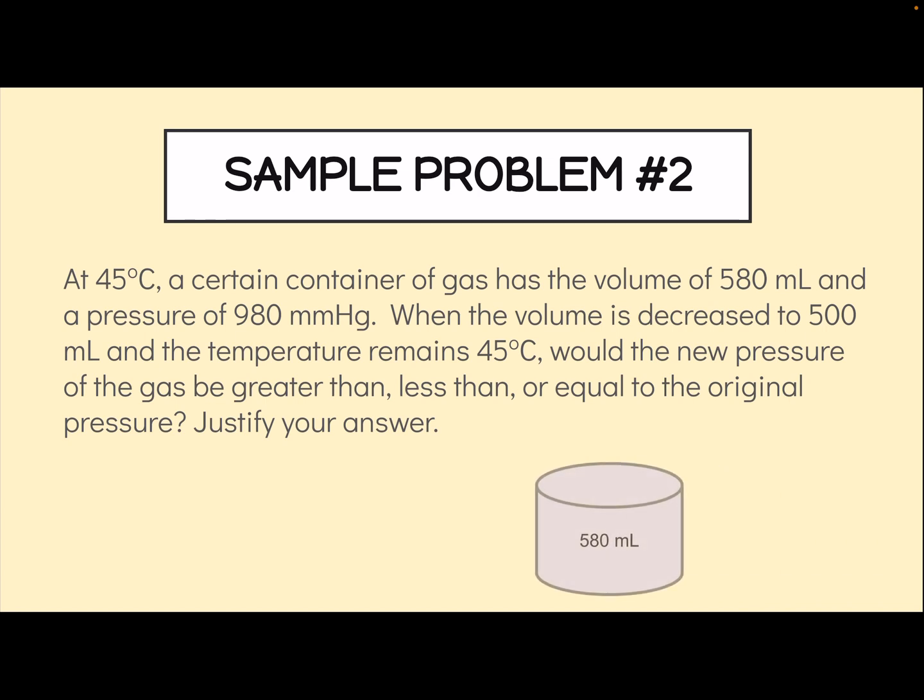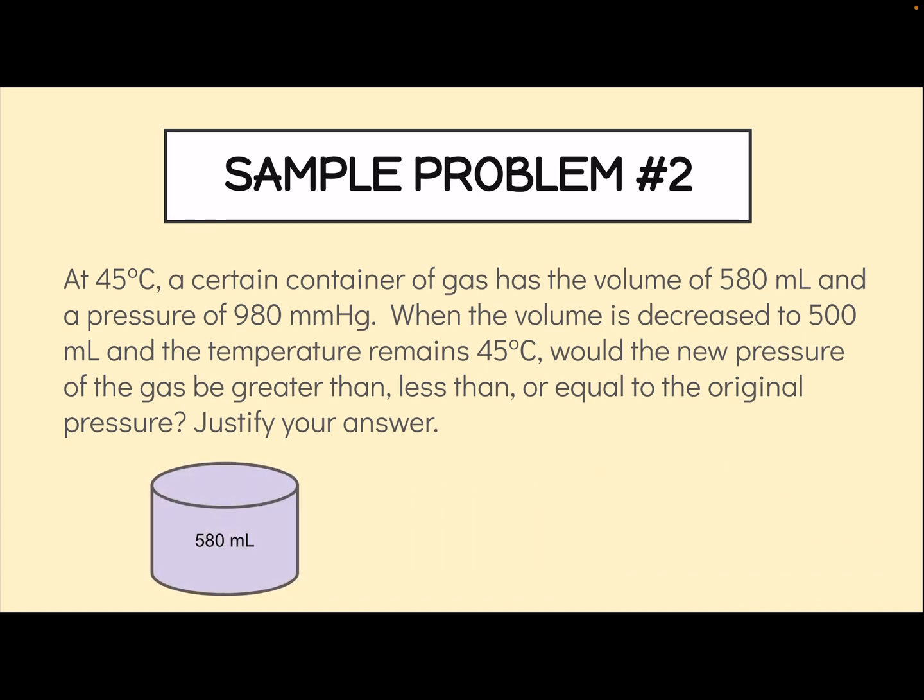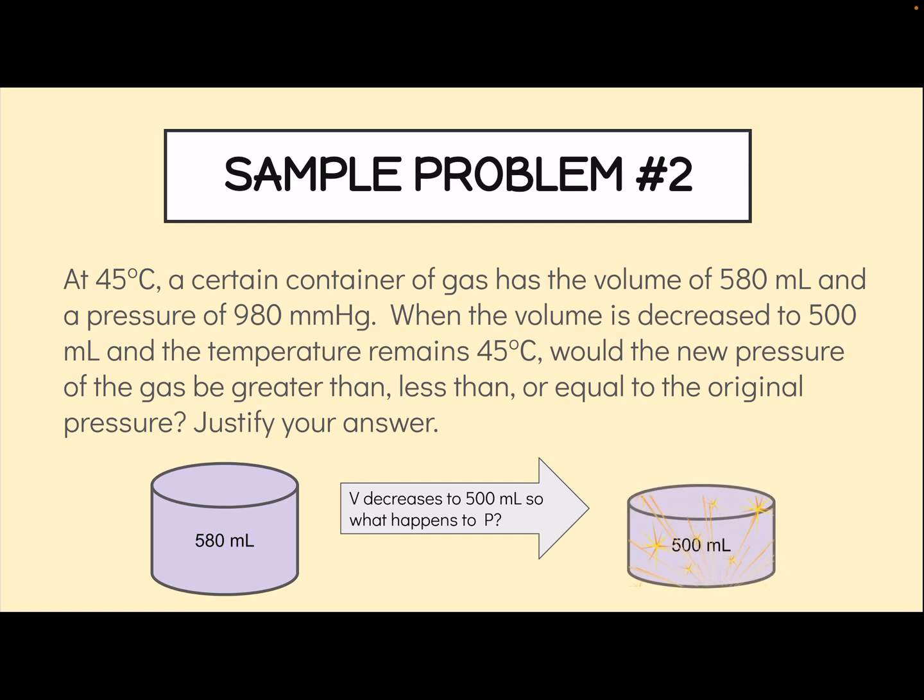All right. So again, we have this container of gas, it's 580 milliliters, and we are told that the volume decreases to 500 milliliters. So what's going to happen to that pressure? Well, if we've decreased the volume, that means we're going to see an increase in pressure because now all of the gas particles have been confined to a smaller space.